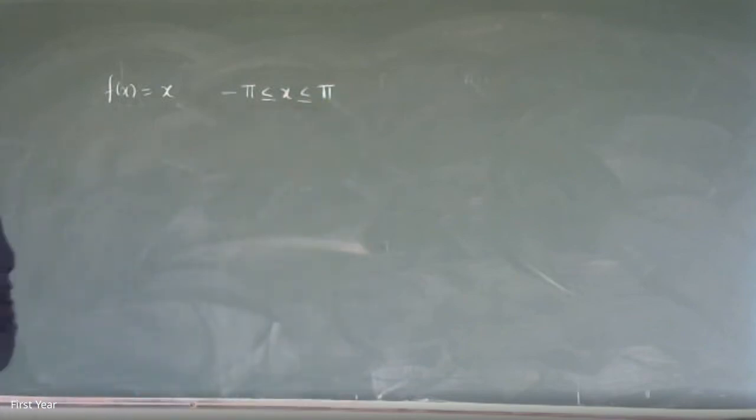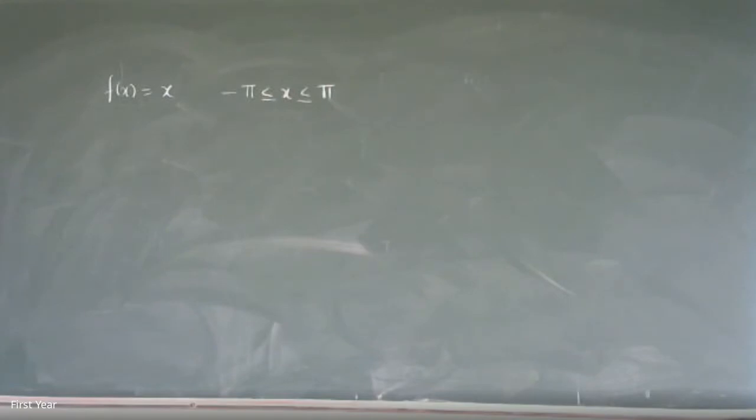Find the Fourier series expansion of f of x is equal to x in the range minus pi less than or equal to x less than or equal to pi. So what is the range given to you? What's the midpoint of the range? 0. And that's why the first thing you have to check is whether the function is even or odd. What type of function is this? Odd. Yes, very good.